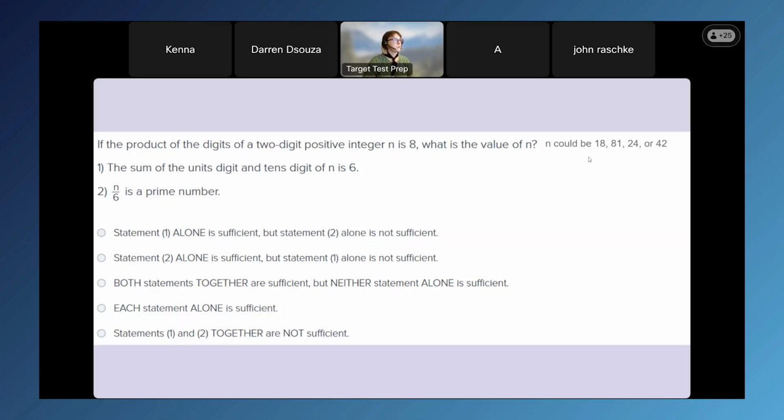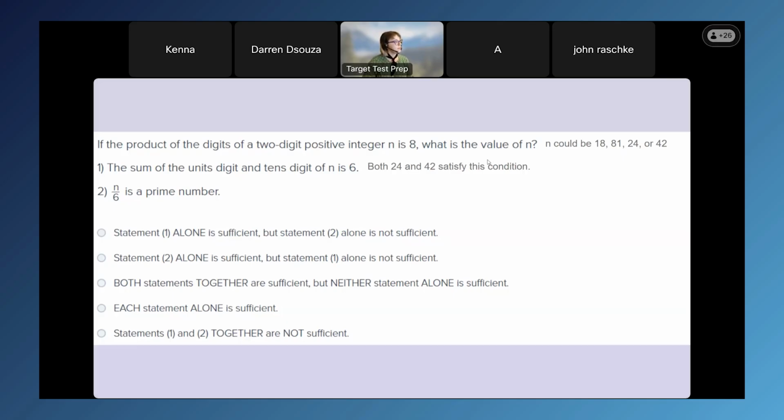So what we need from one or both of these statements is to narrow down to one of these choices, because the question stem gives us a lot of restrictions, so it narrows down most two-digit numbers out of the consideration. So, statement 1, the sum of the units digit and the tens digit of n is 6. So if we add the digits together, they will be 6. We still have two choices. We still have 24 and 42 that satisfy this condition. So since we don't have a unique value, statement 1 alone is not sufficient.